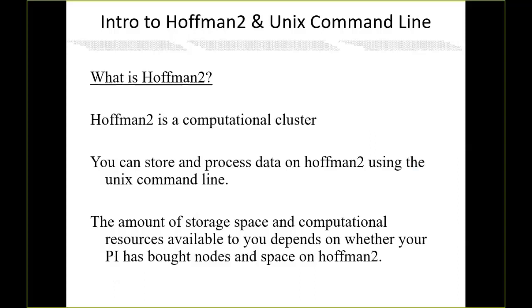So first I'm going to start off with what is Hoffman 2. Hoffman 2 is a computational cluster. That basically means you have a lot of computers that are what we call headless. So these computers don't have a keyboard, they don't have a mouse, and they don't have a screen. You interact with these computers by getting a remote shell on them and issuing commands from your own computer. You can store and process data on Hoffman 2 using the Unix command line. So Hoffman 2 is a Linux environment. Linux is great for a cluster like this because it tends to take up a lot less overhead than, for example, running a Windows machine.